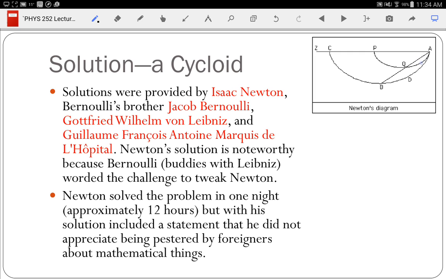So the solution, and this is from Newton's diagram for the way he solved it, is actually what we call a cycloid. That is, the fastest path to go from point A to point B is to follow a cycloid, which has a mathematical description. And like I said, we're not going to go through and solve this.